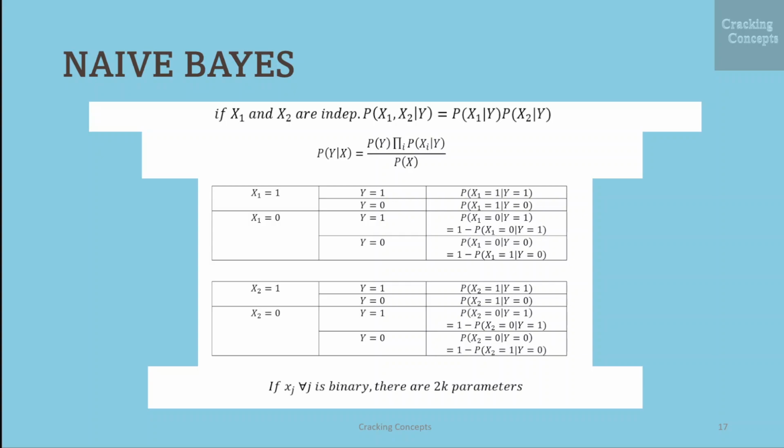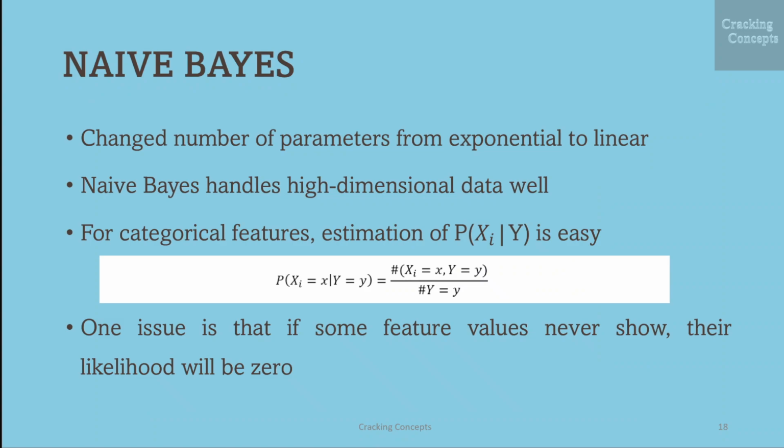So here, for xj for all j when it's binary, we have 2k parameters. Now that's a big deal. We changed the number of parameters from exponential to linear. This means that naive Bayes handles high dimensional data very well.